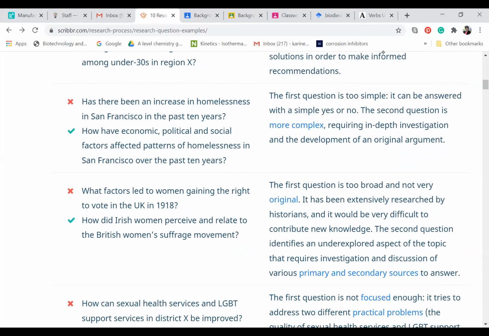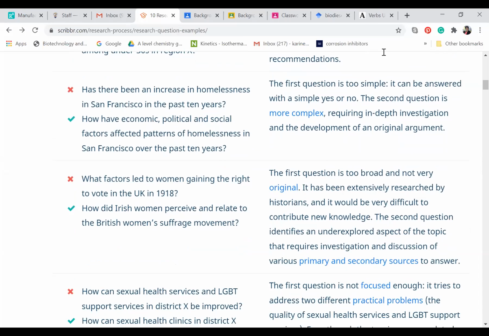Okay, let us look at this one on homelessness. Has there been an increase in homelessness in San Francisco in the past 10 years?